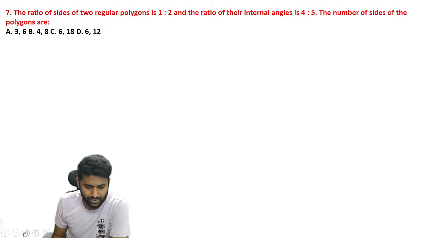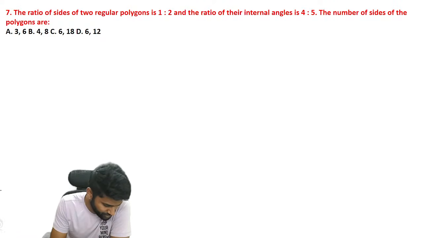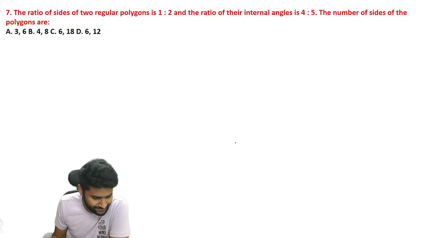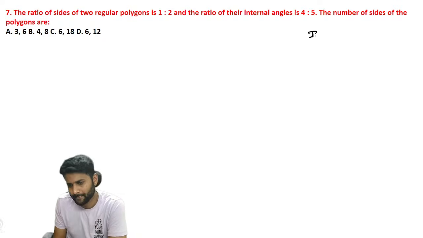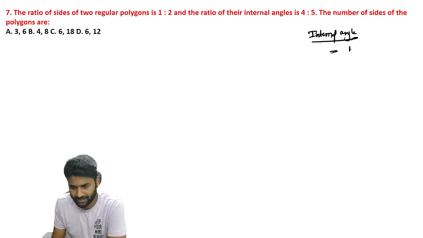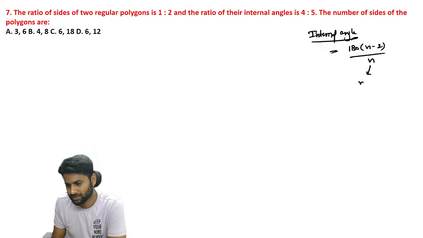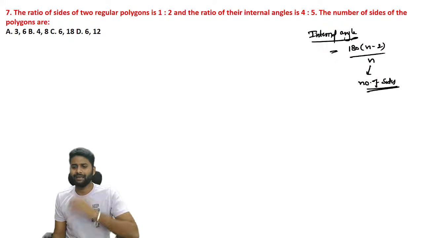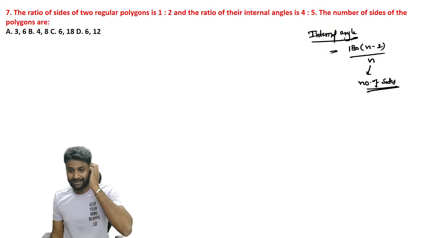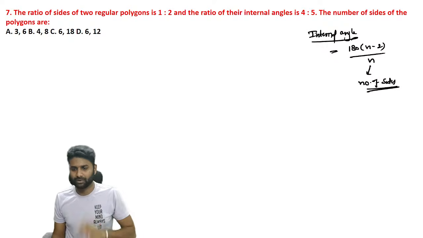Next, let's move on to this question. See, it's a direct formula substitution. You have to know the formula for finding the internal angles. Finding the interior angle of any regular polygon is 180 into n minus 2 divided by n. n is the number of sides.